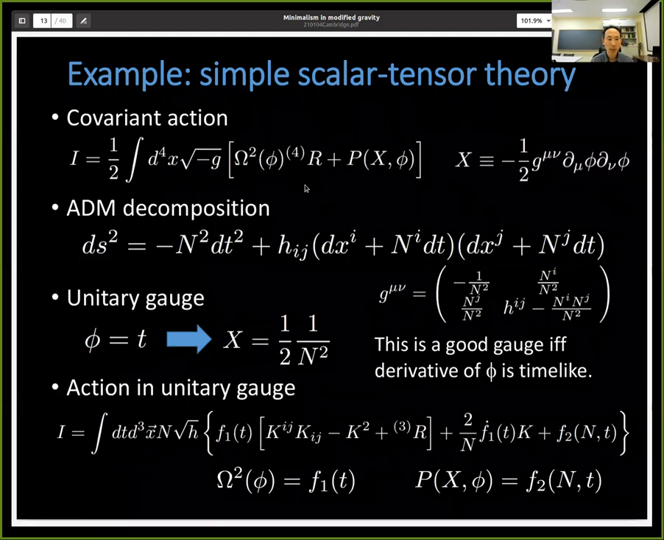Then let's consider again the ADM decomposition, lapse and shift and the 3D metric, then plug this in here. And also let's take the so-called unitary gauge where phi is taken as time. This gauge is good as far as the derivative of phi is time-like. Then plugging this in, we get the action of this form. In a sense, the scalar field disappears because we take this gauge, and the action is written in terms of the metric and time only. Time dependence appears explicitly, but we know that the number of degrees of freedom is 3 because this is equivalent to this theory where we have a scalar field.